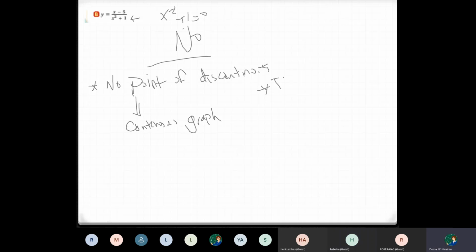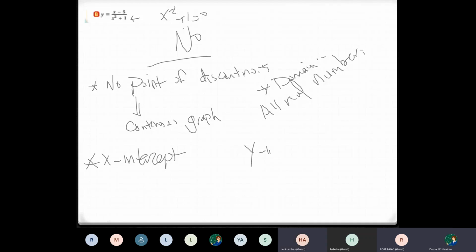So the domain here, it will be what? All real numbers. Now, the last thing, we found the point of discontinuity. We cannot say that it is removable or non-removable because it is not a discontinuous graph. We will find the domain. Now we have to find the x-intercept, which is x equals 5.